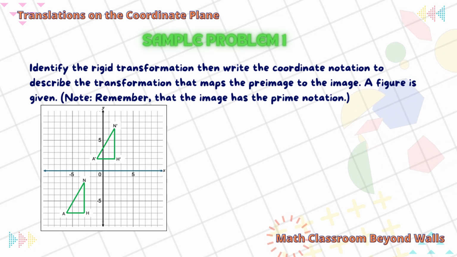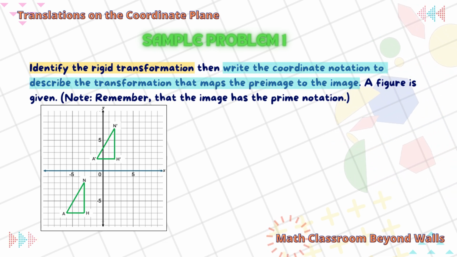We begin by reading the whole problem and may read it several times when needed to know what we're looking for, to determine what are given, and to figure out how the given information help find what we are looking for. What are we looking for here, learners? There are two things. First, we have to identify the rigid transformation that took place. And second, we have to write the coordinate notation to describe the transformation that maps the preimage to the image.